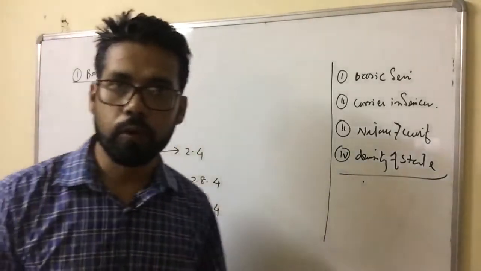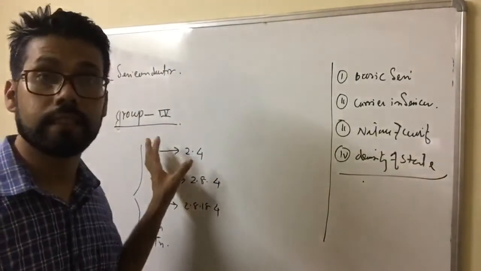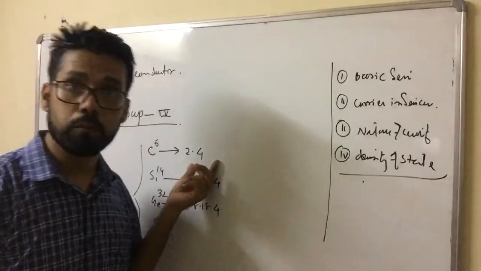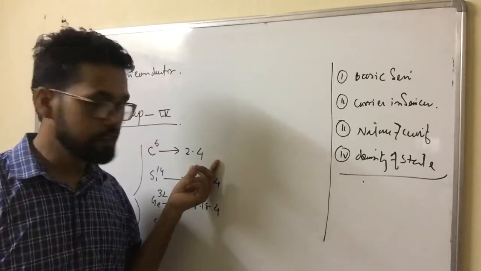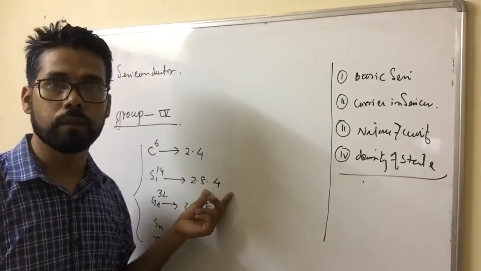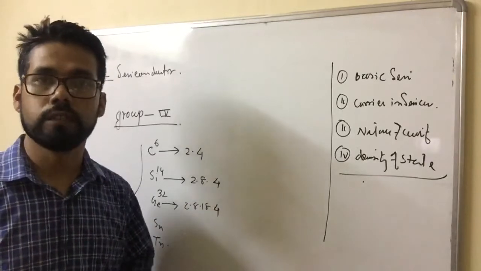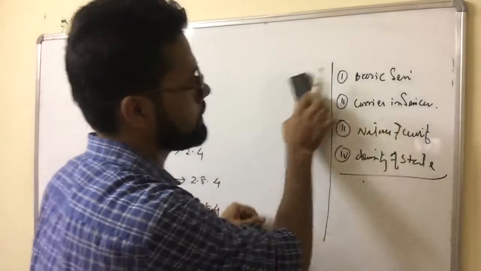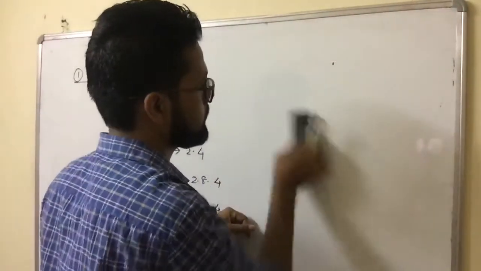Why is it called group 4? Because this is a nomenclature for group 4 elements in the periodic table. Why is it a group 4 element? Because the outermost shell electronic structure consists of 4 electrons. That is why it is a group 4 element: group 4 elements with valency electron 4. Now I will discuss this part.